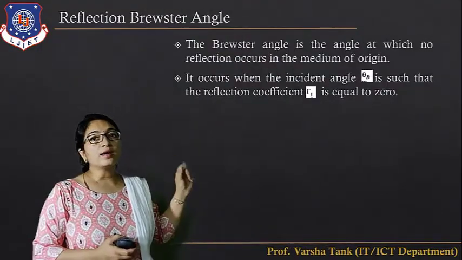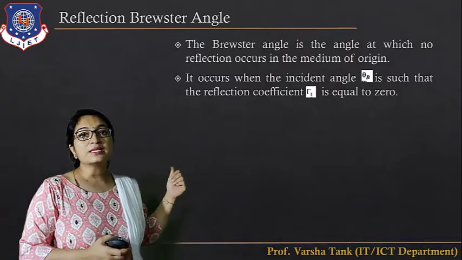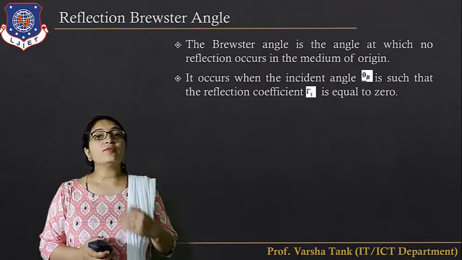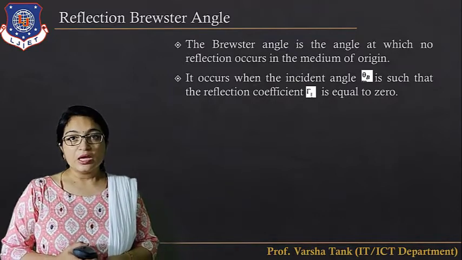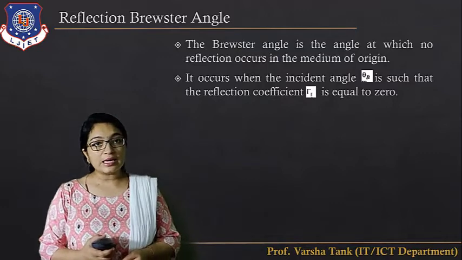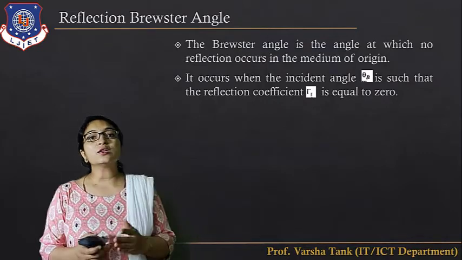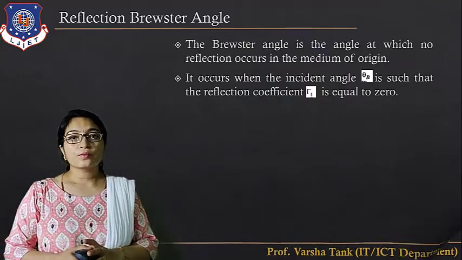Okay, so next is the reflection Brewster angle. The Brewster angle is an angle at which no reflection occurs in the medium of the origin. It occurs when the incident angle, that is theta B, is such that the reflection coefficient is equal to 0.